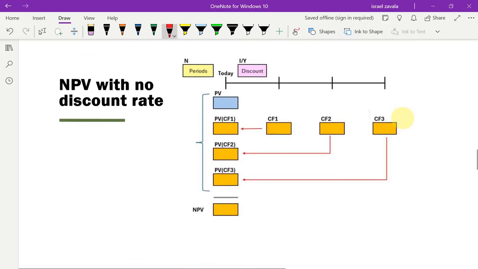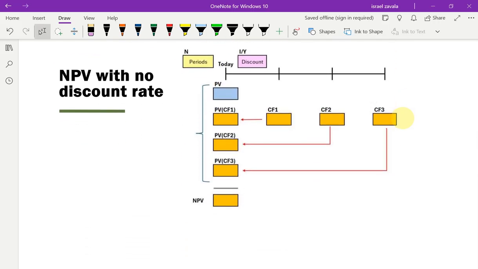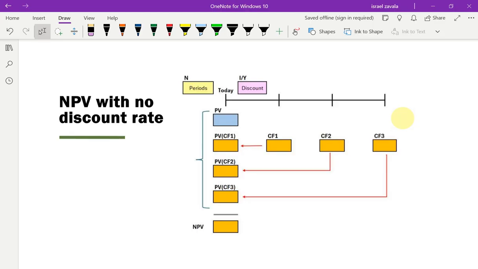Let's keep moving. So let's do this example here. We're going to do NPV with no discount rate. Our discount rate is going to be 0%. Okay? So that means that 1 year from now, if we have $100, that $100 is worth $100 today. Okay? The discount rate is 0, meaning we're not discounting at all, right? The discount rate is 0.